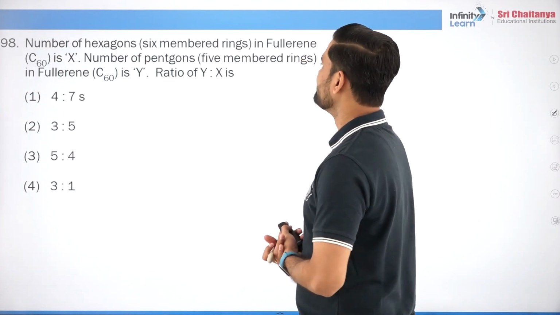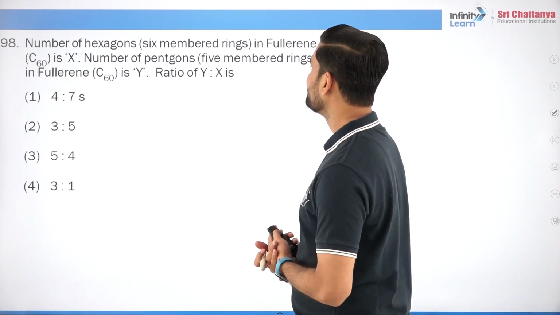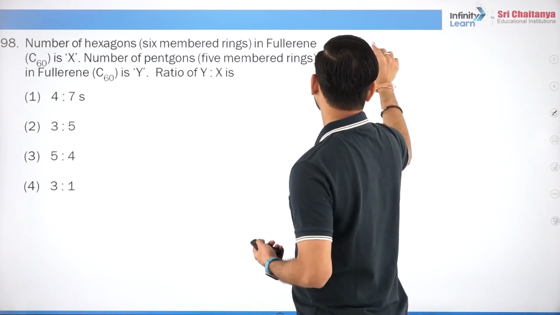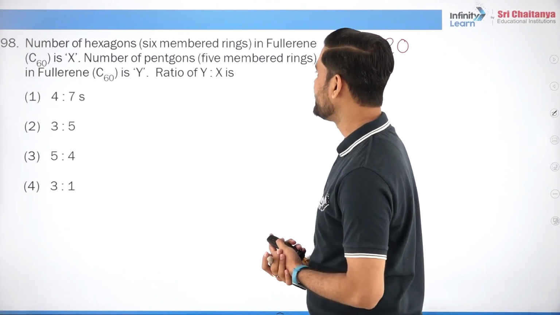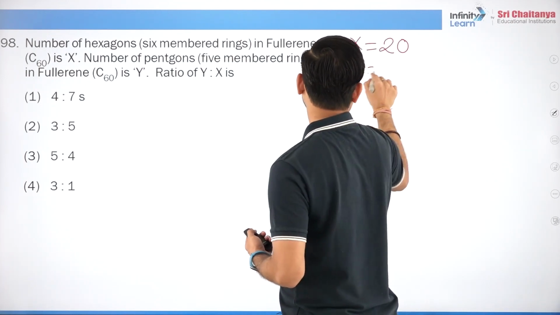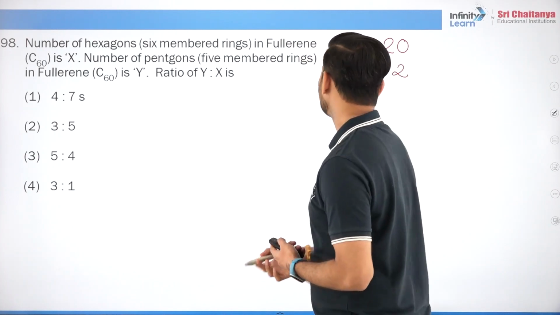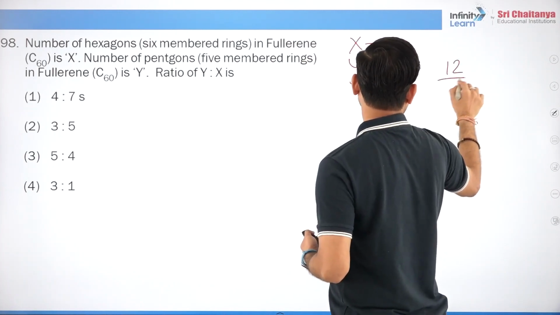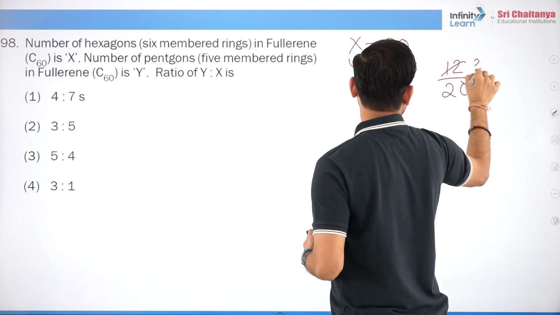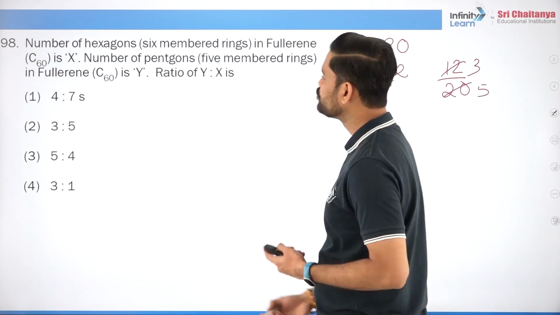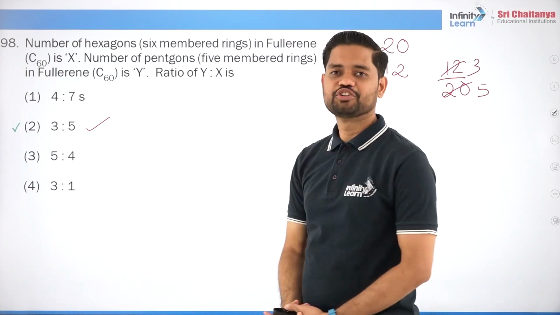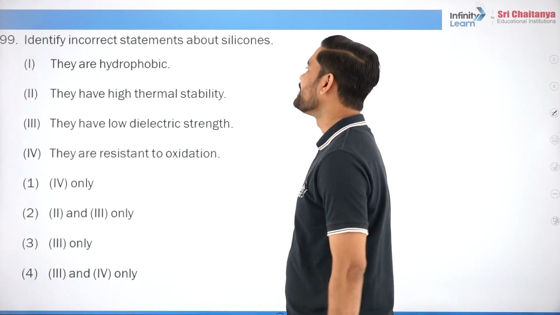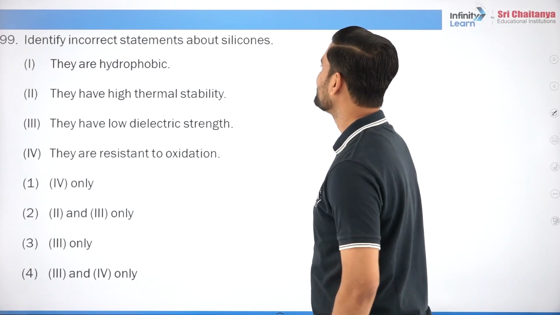98. The number of hexagons in the 6-membered ring in fullerene is X. Hexagon is 20. The number of pentagons in fullerene is Y. Pentagon is 12. The ratio of Y to X is 12 to 20. So this goes to 4 3s are 12, 4 5s are 20, 3 is to 5. The option is 2. So 98, option 2. Clear?